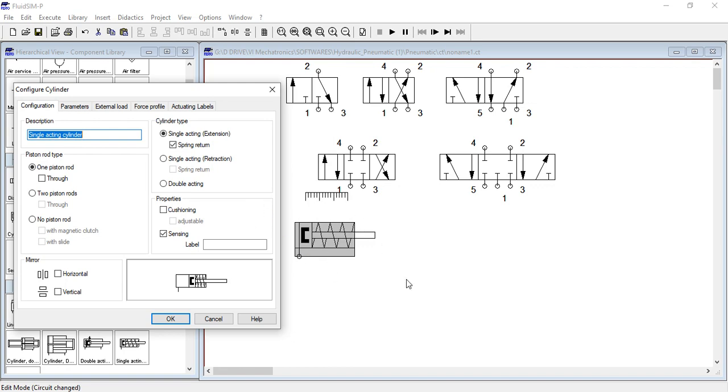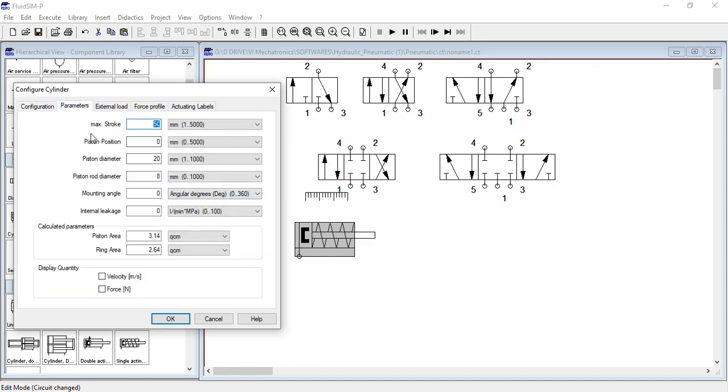So how to do that? Just see the configuration. In parameters you can see that the maximum stroke, the stroke of this piston, is 50 mm. It can be in a range of up to 5000 mm. Depending on the stroke length we can set it. Here it is set by default as 250. The standard diameters are given, and accordingly the area is given, so you can calculate the force. Now external load is not there, force profile is not required.